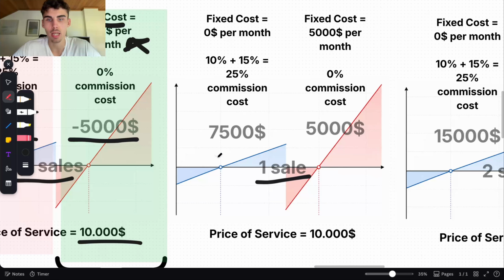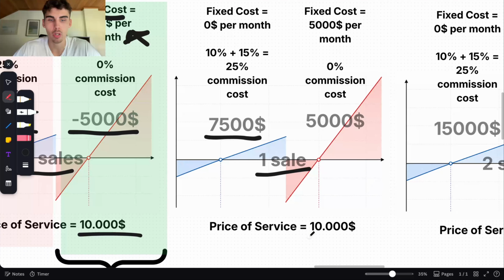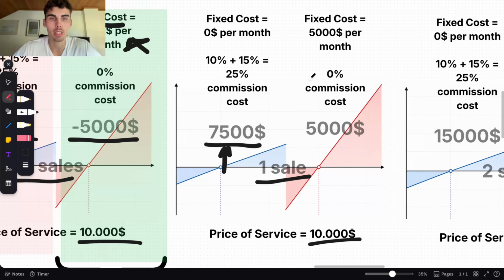Next up, what happens after we make one sale? So this business on the left, the blue one, is going to make $7,500. Why? Because we paid 25% commission. We made one sale, which is 10K minus 25%, that's 7,500. But this business, because we have a fixed cost of 5K, we make 10K minus 5K. That is only 5K. So this business is still making more money after we made a sale. Okay, so let's move on.